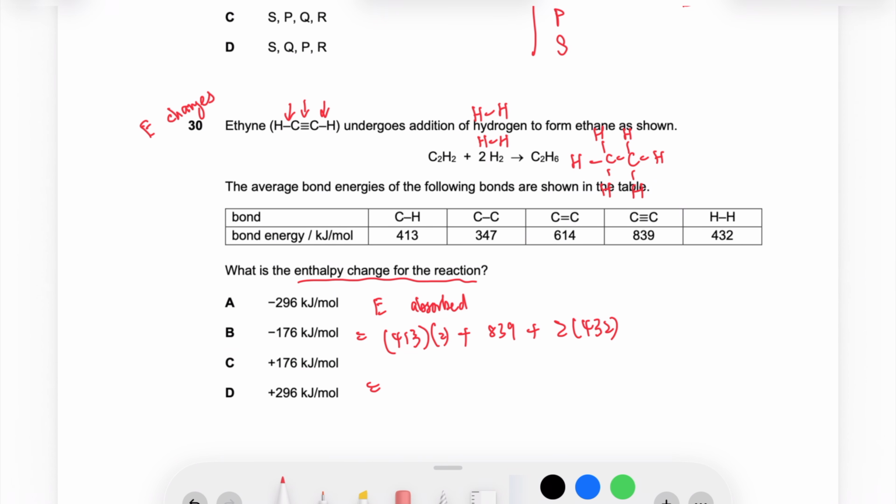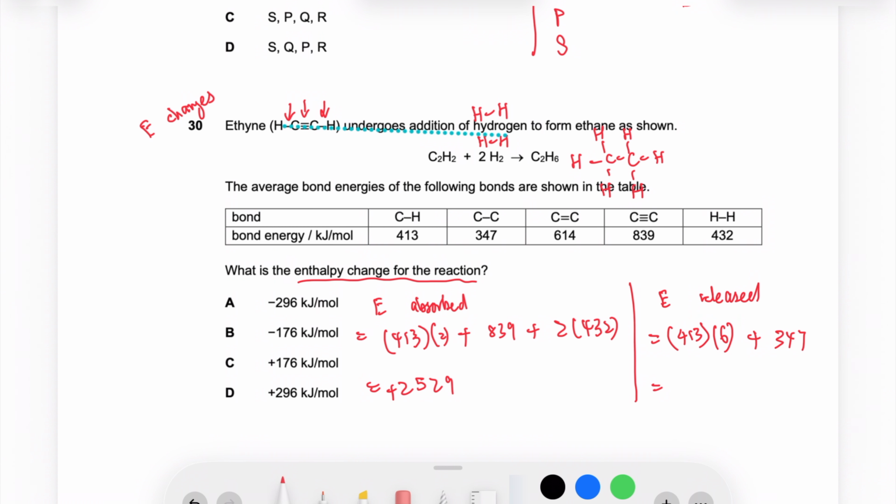Okay. So you get 2529. Now you calculate energy release when you form the product. So CH bond, from here you have 1, 2, 3, 4, 5, 6, 6 of it. So it's CH bond 413 times 6 plus the CC bond, there's only one, which is 347.